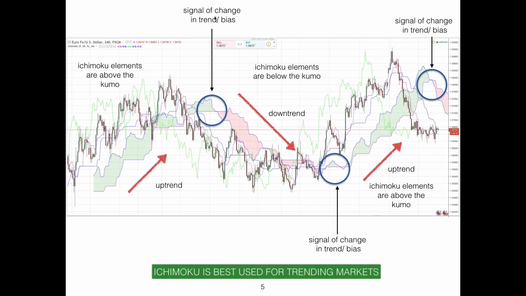In an uptrend, once price drops below the Kumo, you have a Kumo breakout to the downside. This break below the Kumo is a strong signal of changing bias from uptrend to downtrend. Now, in a downtrend, once price goes above the Kumo, you have a Kumo breakout to the upside. This break above the Kumo is a strong signal of changing bias from downtrend to uptrend. Ichimoku is an effective tool for use in trending markets because the signals are very clear.